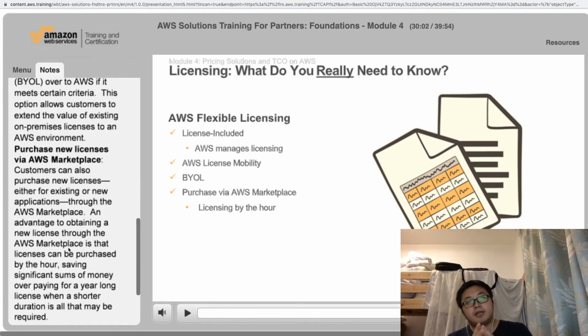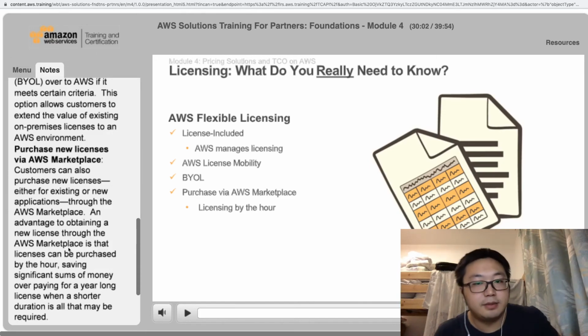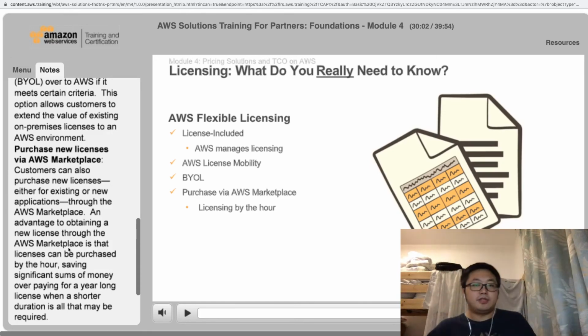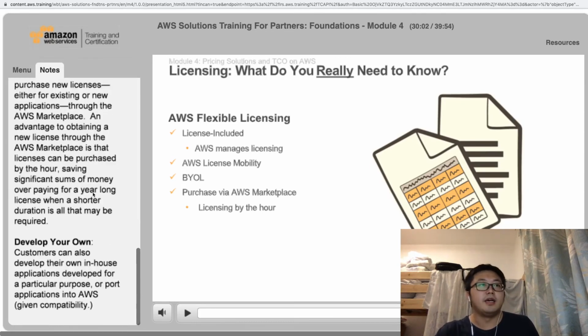AWS Marketplace 实际上也是卖 license 的，而且它卖的 license 不像一般的 license，一般都是1年起步或者按1个月起步，它是按小时卖的。可能你就用几天，这里买真的是性价比比较高。Develop your own. Customers can also develop their own in-house applications developed for a particular purpose, or port applications into AWS, given compatibility.